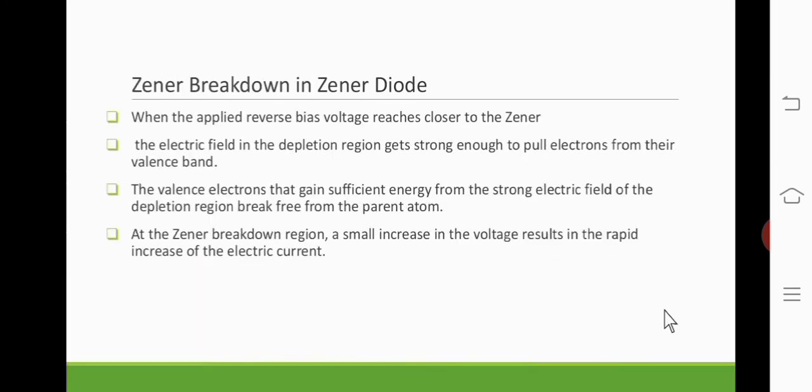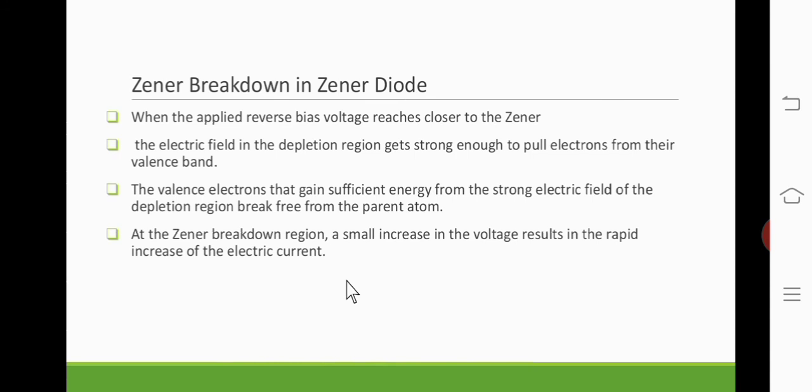Here you see, when the applied reverse bias voltage reaches close to the zener voltage, the electric field in the depletion layer gets strong enough to pull electrons from their valence band. The valence electrons that gain sufficient energy from the strong electric field of the depletion region break free from the parent atom. In the zener breakdown region, a small increase in the voltage results in a rapid increase in the electric current.